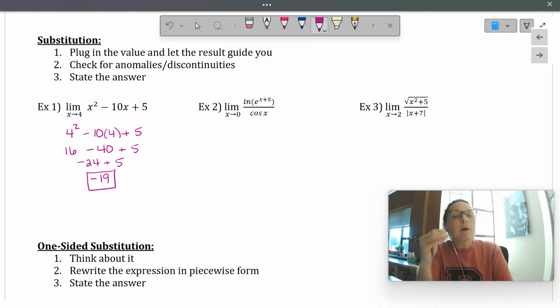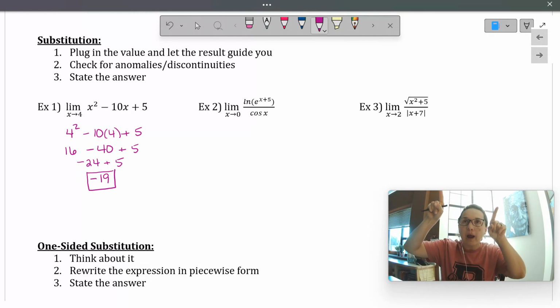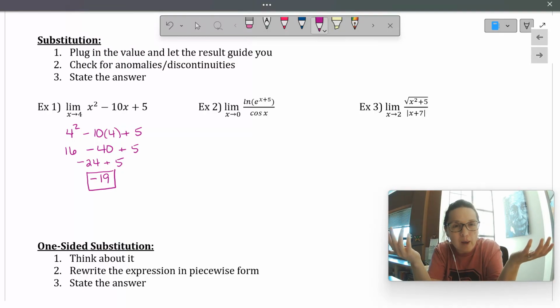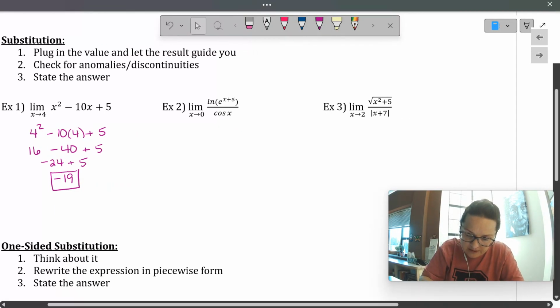Now, notice how I didn't just say that the limit as x approaches 4 is always equal to f of 4. It's not. But in this case, because I considered the fact that the limit as x approaches 4 means think about what happens from the left and from the right of 4, and I realize that's a parabola, I know that the limit and the function are going to be the same. Okay? Moving to the next one.